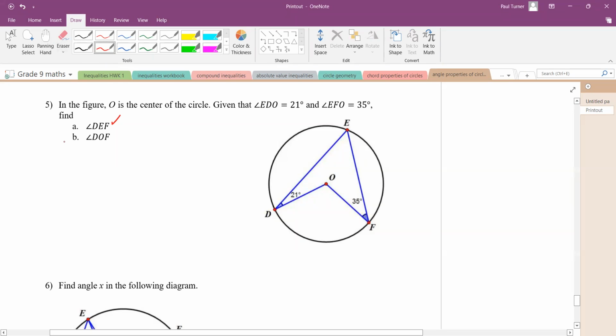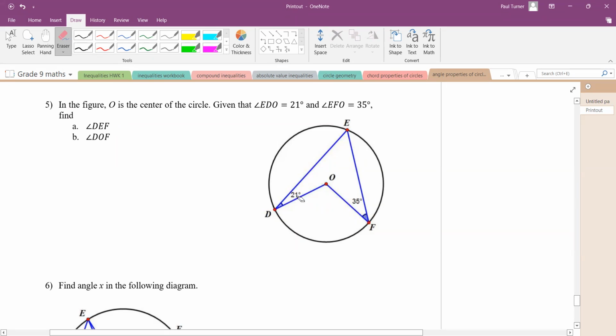So in question 5, we have a familiar shape inside our circle. And as we can see from the previous example, we can't assume that these angles are going to be equal. Okay, so that's one thing to bear in mind.